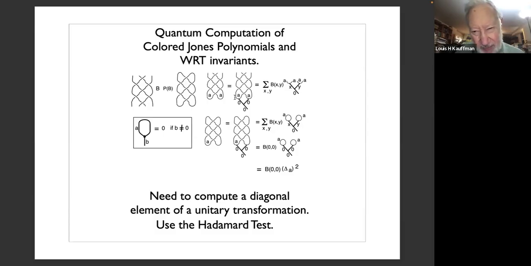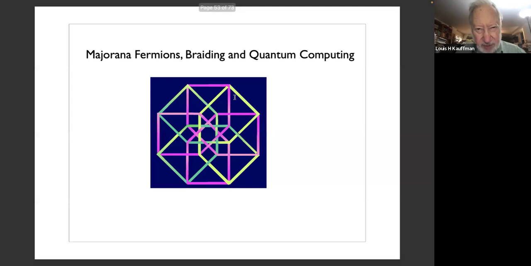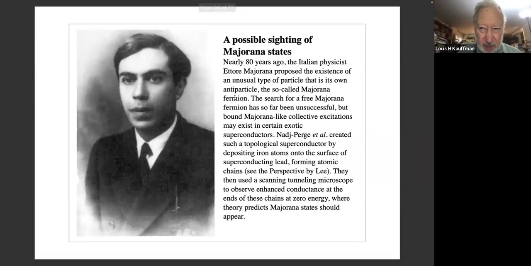So I've been a bit sketchy about that, but the questions are, will these models really be used? They may eventually be used if people can do more physics. And now we are at a point near the end of the talk, but I want to tell you about another point of view, which has to do with fermions and what are called Majorana fermions. So this is another story. It's related a little bit to part of what we already talked about.